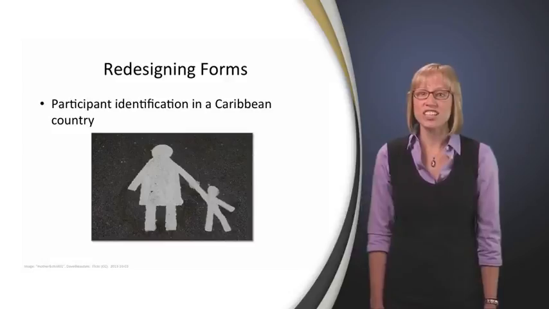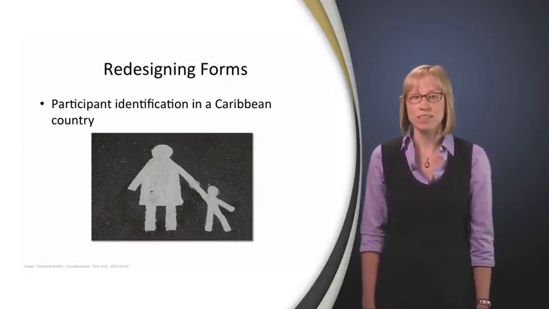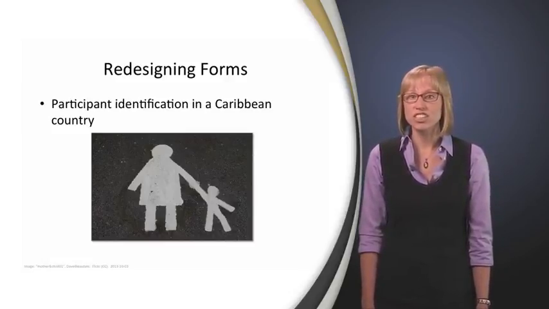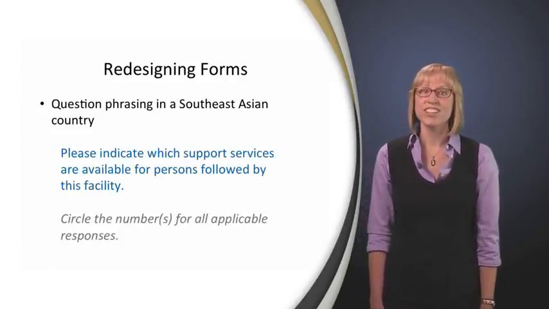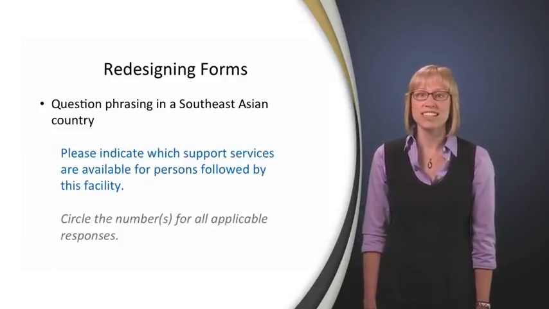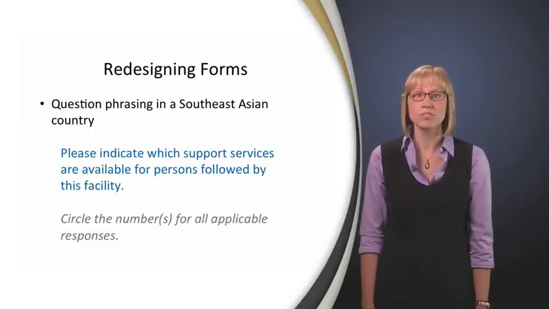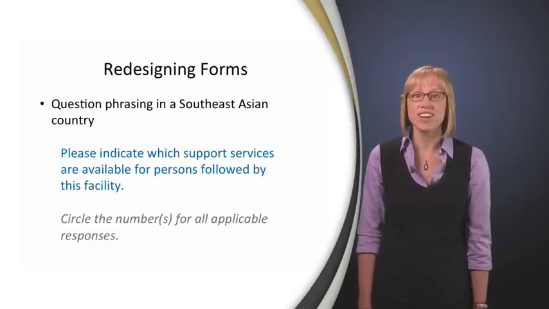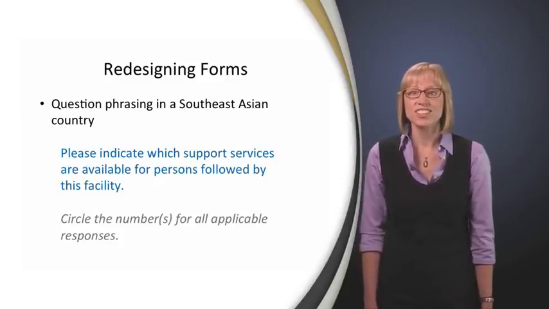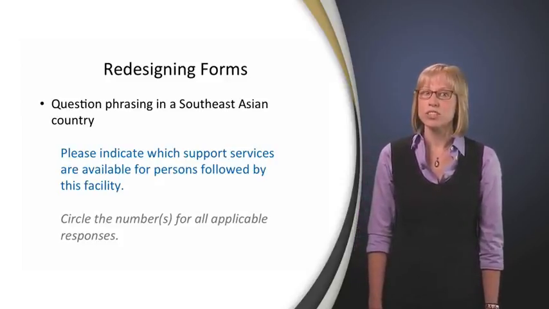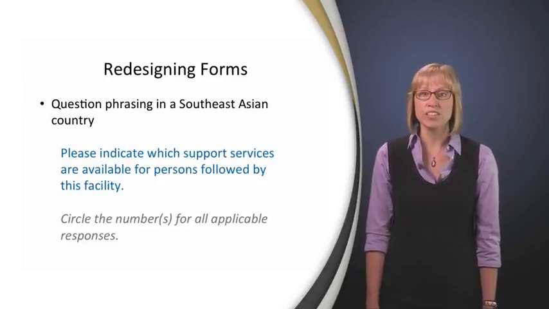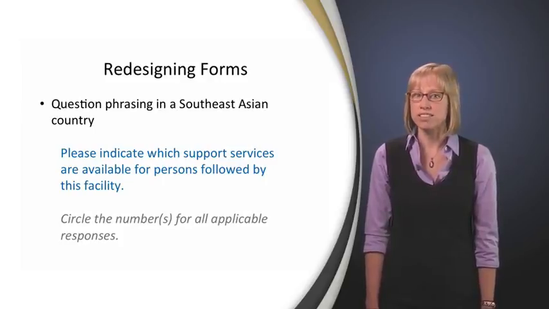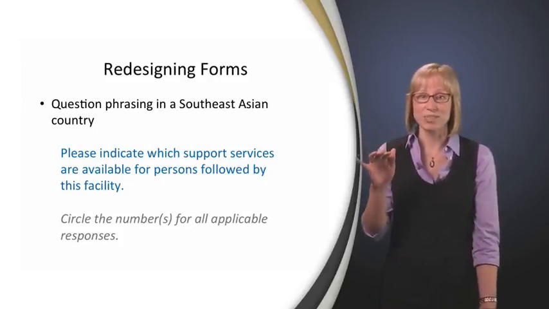Similarly, frequently changing address information for transitory populations, changing or non-traditional means of contact, etc., may require forms that query these items more frequently. I heard another example from a local researcher in a Southeast Asian country who was responsible for distributing surveys to a number of healthcare clinics. One question on the survey read, "Please indicate which support services are available for persons followed by this facility. Circle the numbers for all applicable responses." And this was followed by a long list of options.